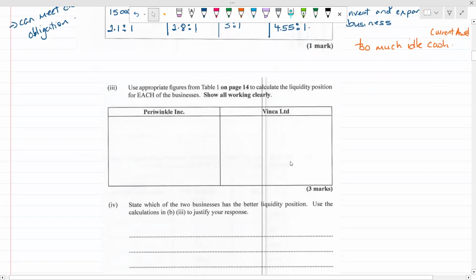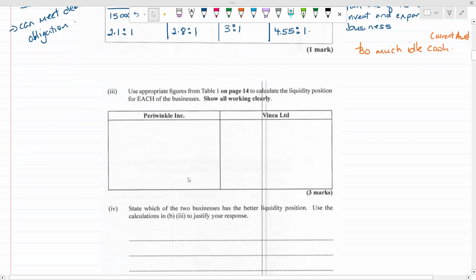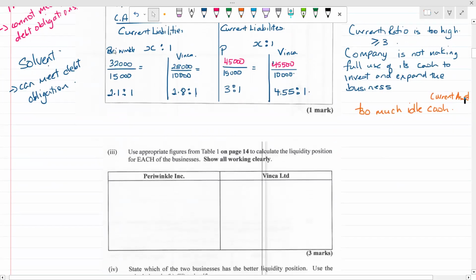Everybody understand that? Use appropriate figures from table 1 to calculate liquidity position for each business. And that's what we did here, right? So I don't need to do this over. Maybe I should just cut these out from here and put it down.